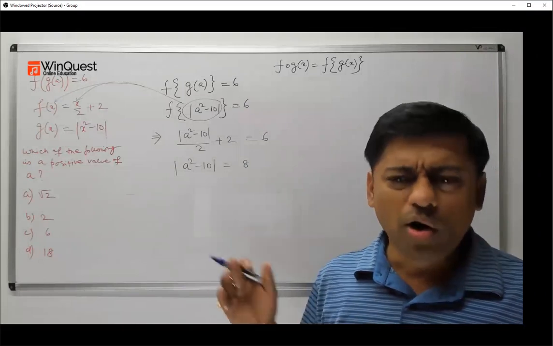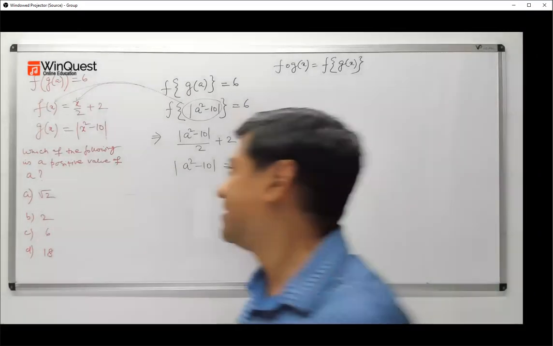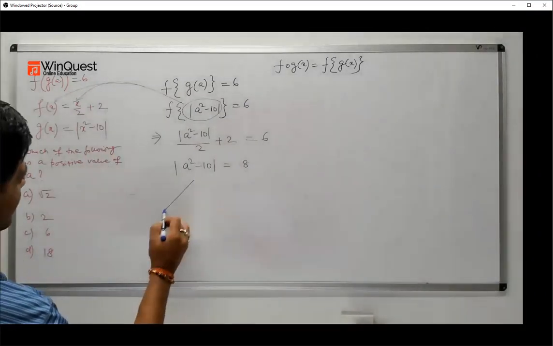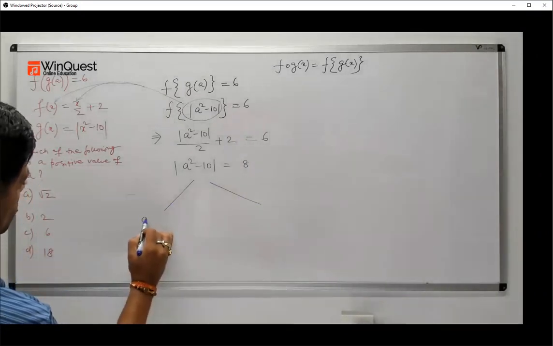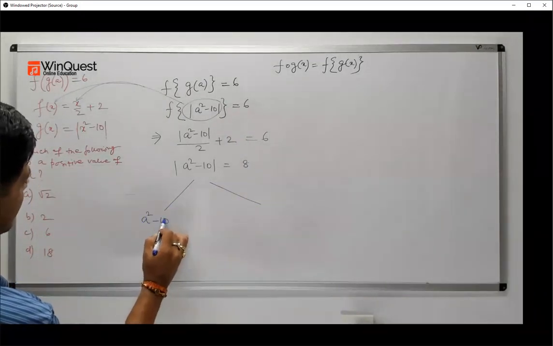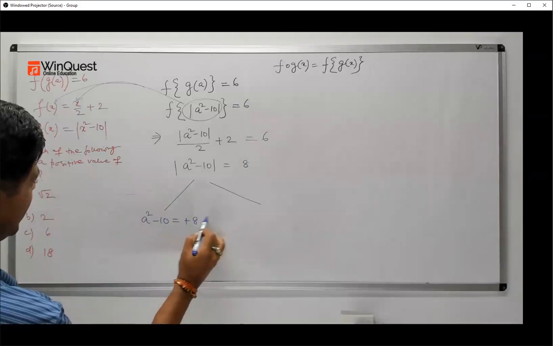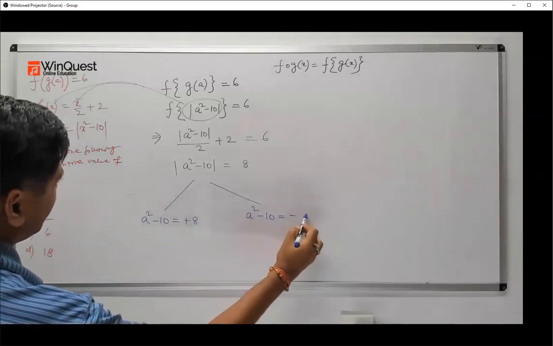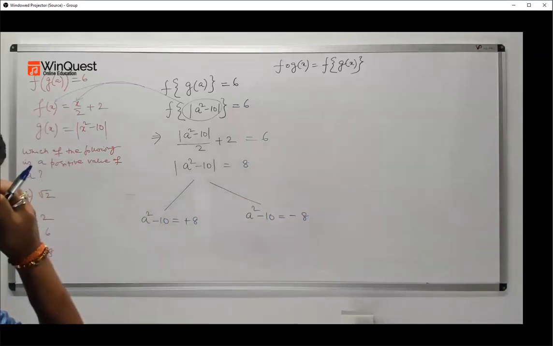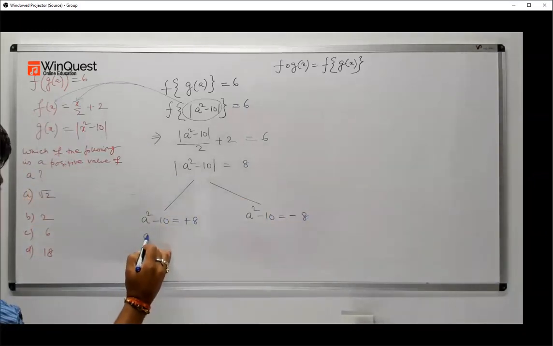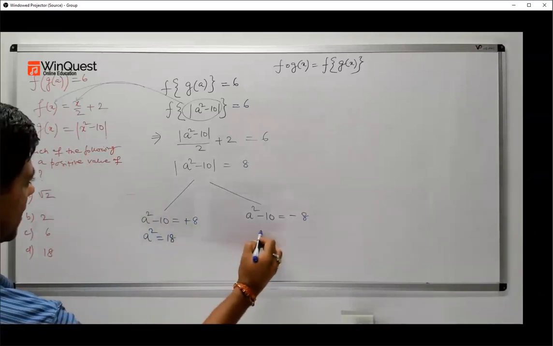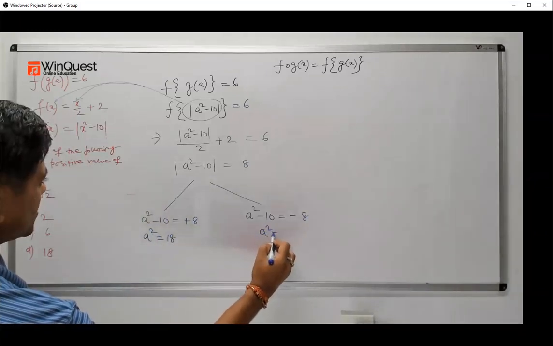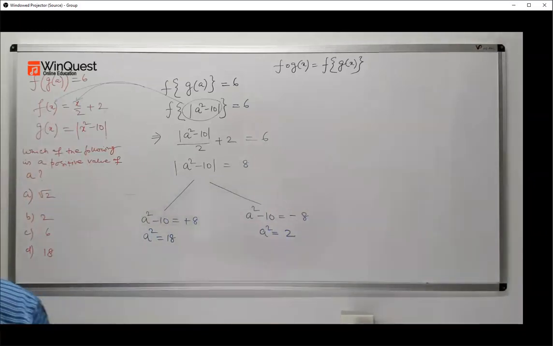What we have learned in the past is that absolute value breaks into two things. Somebody remembers that? There is a positive 8 and there is a negative 8. This becomes a squared equals 18. This becomes a squared equals 2. Are we clear?